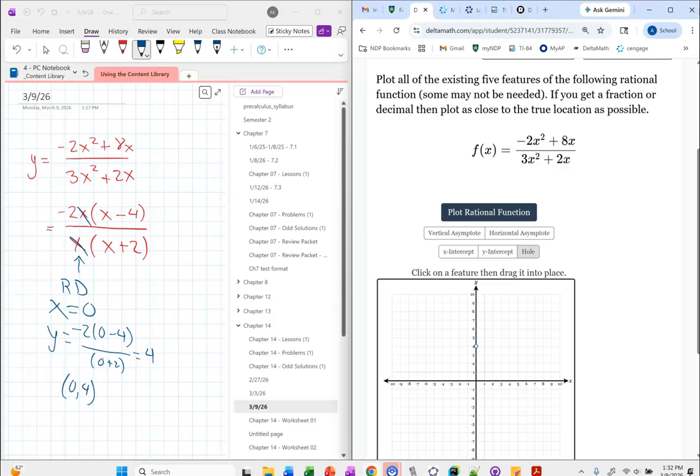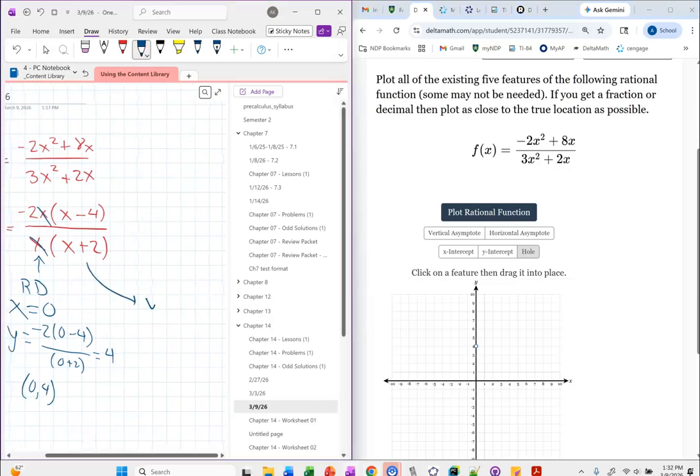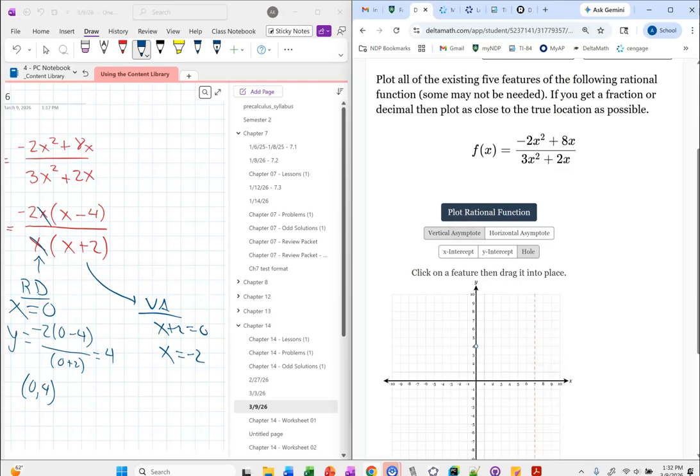Everybody's okay there? Okay. Now that I have this reduced, let's get our vertical asymptote. So just take that denominator, set it equal to 0. Okay, so I'll take my vertical asymptote and drag that over to -2. Everybody's okay there? And then we'll get our x-intercept, taking the numerator, set it equal to 0. So there's an x-intercept.